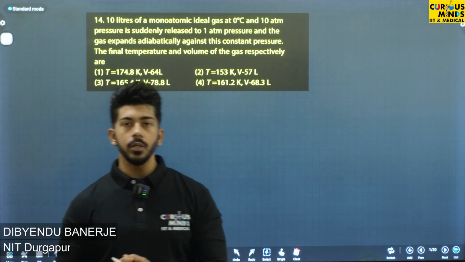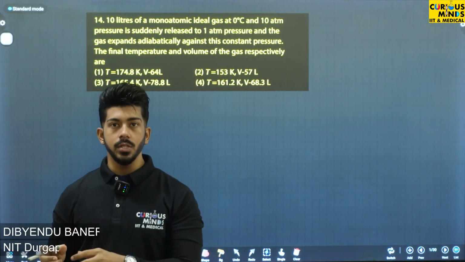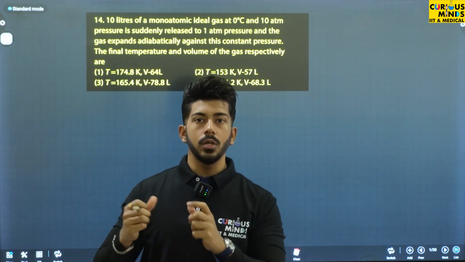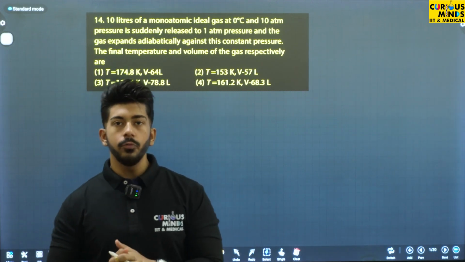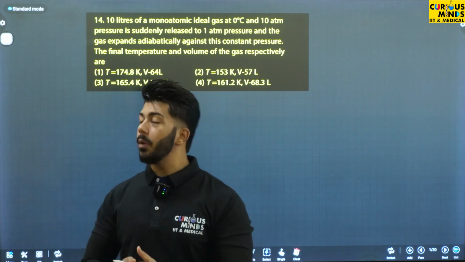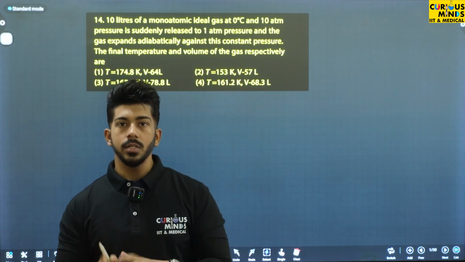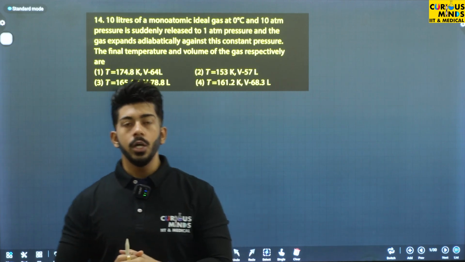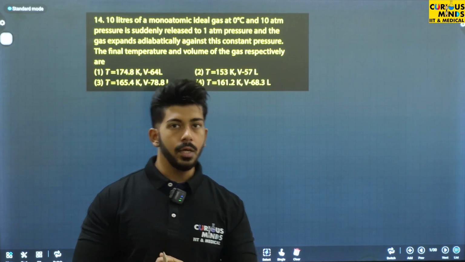So here we are going to solve some thermodynamics questions, a bunch of questions which will be from your module, but still you can see the question on the board. Don't go by the question number because it might be 14, but actually this is the first question. So it is 14 from your JEE module. So let's start, let's dive in.